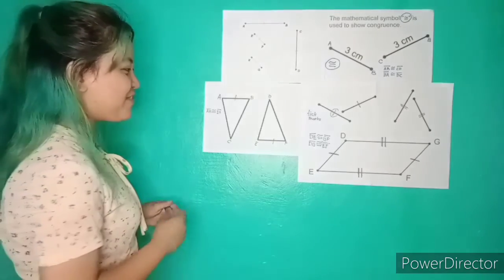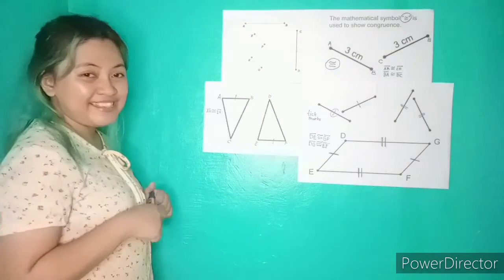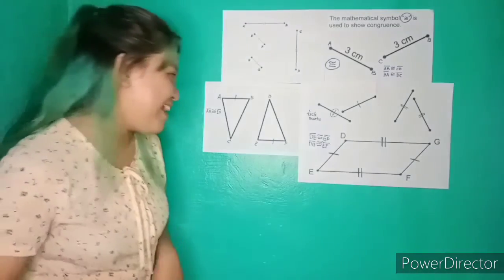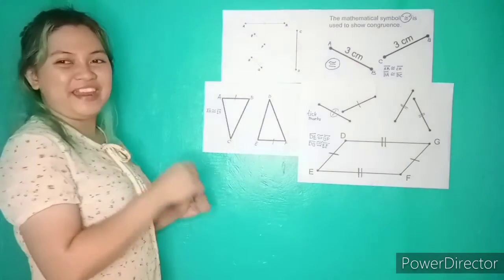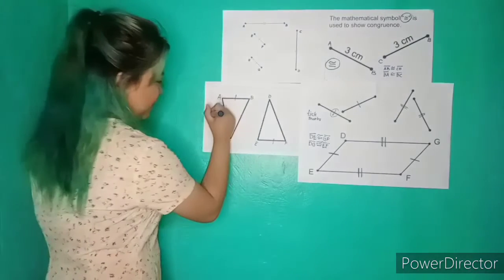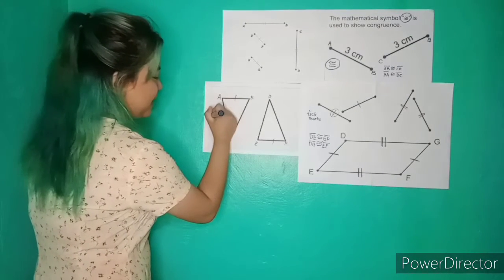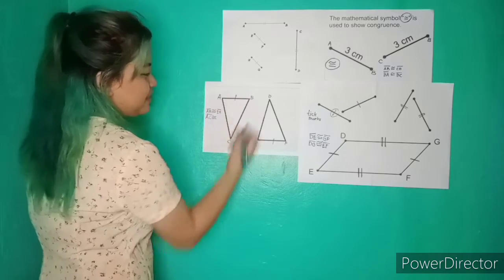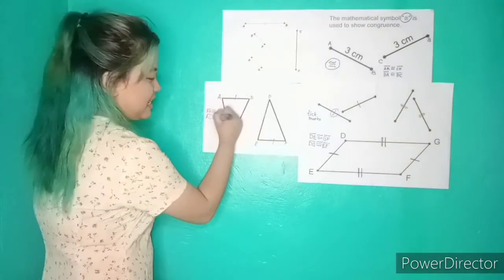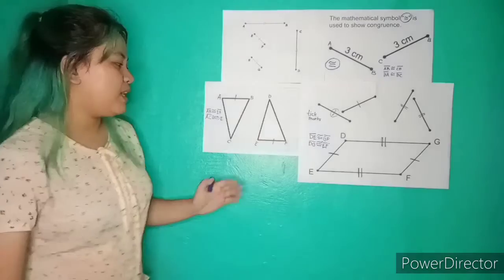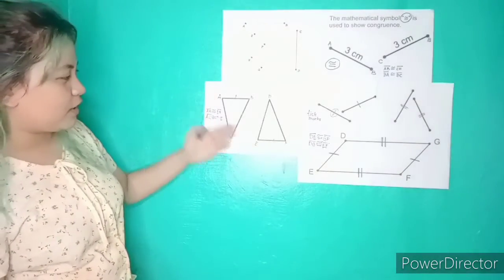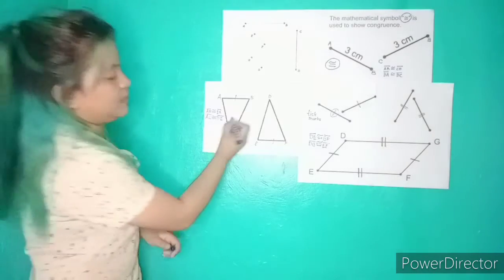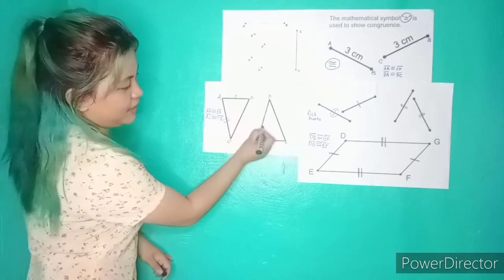Okay, we have here line segment AC and line segment DE. Very good. Okay, I'm going to put here line segment AC is congruent to line segment DE. It can be line segment CA or ED. Now let's put the mark here.